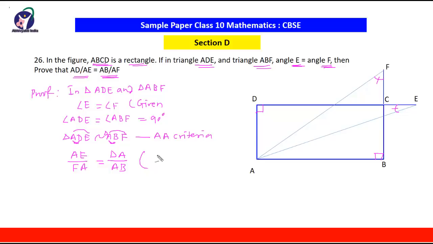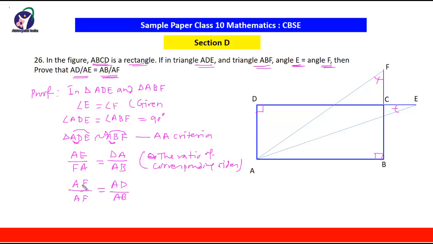And the reason will be what? That the ratio of corresponding sides of two similar triangles are equal in ratio, and therefore we can write this as AE upon AF. FA means nothing but AF, which is equal to AD upon AB, and that only we have to prove, that AD upon AE is equal to AB upon AF.